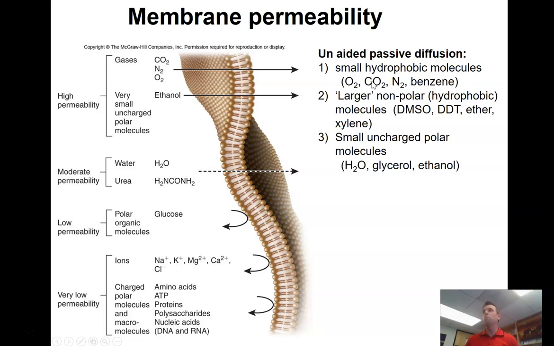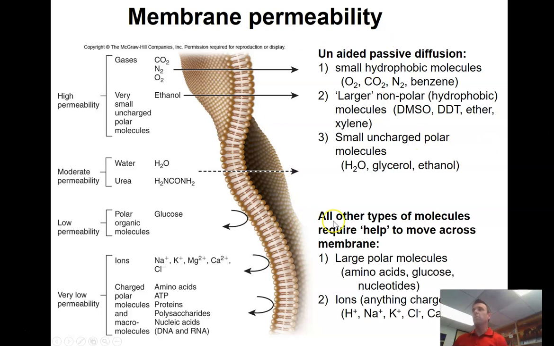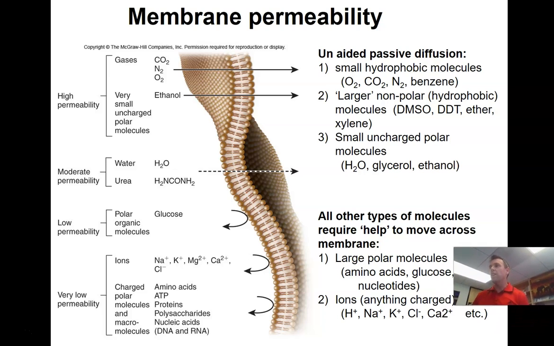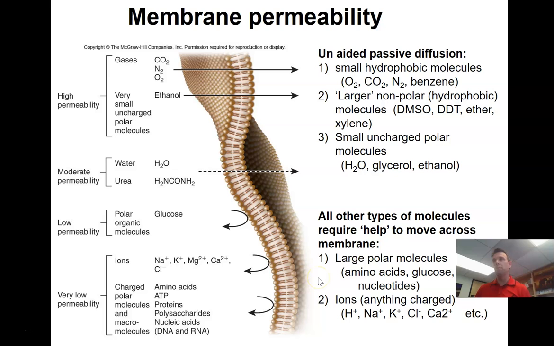And that's actually really important because if oxygen and carbon dioxide needed help to get through our cell membrane, it would be a lot harder for our cells to obtain the oxygen and get rid of the carbon dioxide that they need for cell respiration. And then we get to the parts that really don't get through. So if you have a large polar molecule and basically anything that has a charge, then those things are not going to get through the membrane without help.